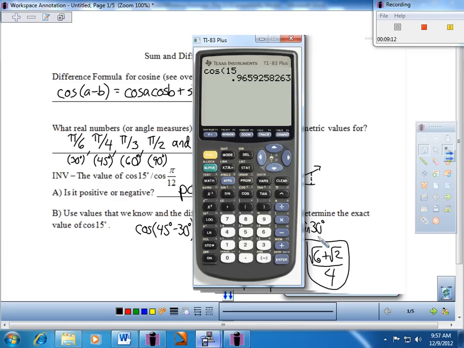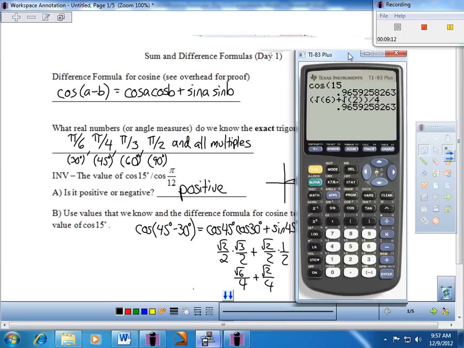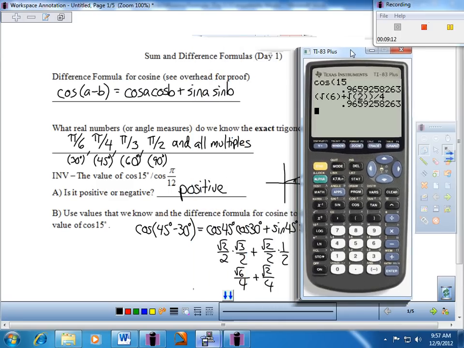Now that number should be this answer right here, everybody. So let's go ahead and check it out. So I'm going to do parentheses, square root of 6 plus square root of 2. And then I'm going to divide that by 4. And lo and behold, it's that number. There it is. There's your cosine of 15 degrees. And so again, we're just using these formulas to go a little bit beyond, to expand beyond some of the angles that we saw in the previous unit.